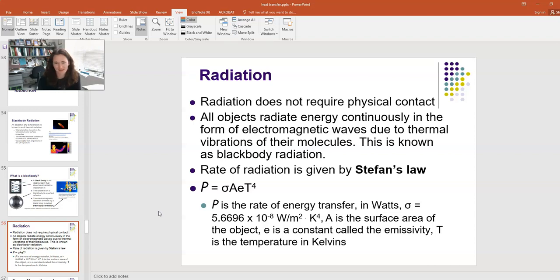Okay? Now, A is the surface area of the object. Of course, if it's got a lot larger surface area, it's going to emit more thermal radiation. E is a constant called the emissivity, and that ranges in value from 0 for a perfect reflector, or disco ball, to 1, a perfect black body or a perfect absorber. And T is the temperature of the object in Kelvin, which of course you then raise to the fourth power.